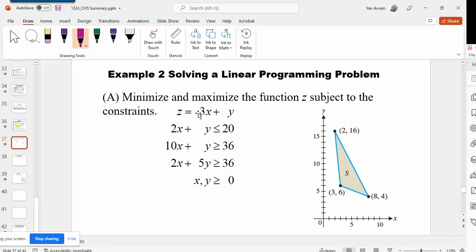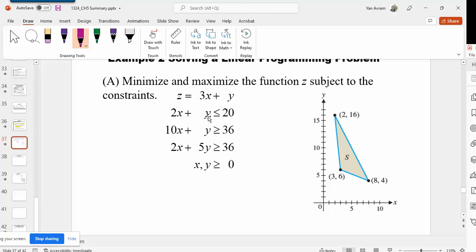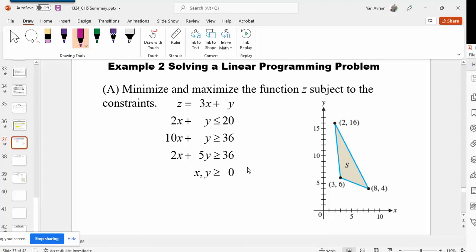So when you have g is 3x plus y, and then you have to satisfy all these conditions, right? If you look at all these 1, 2, 3 lines, and then in the fourth quadrant, x and y both have to be positive, and then you're going to have a 1, 2, 3 corner point in here, okay?